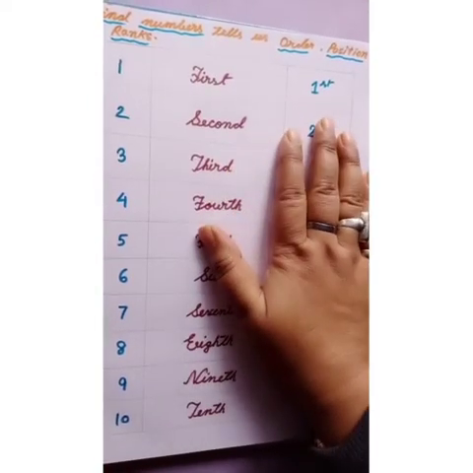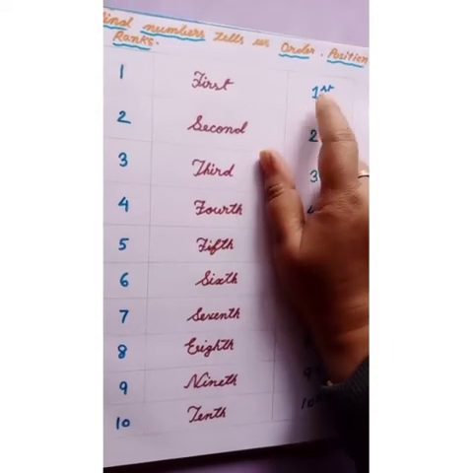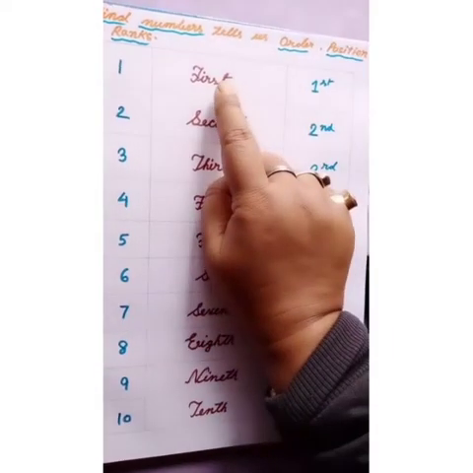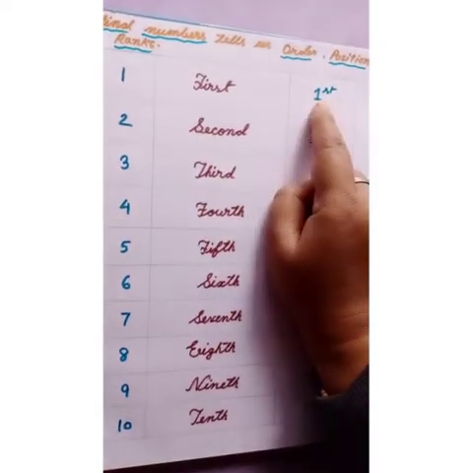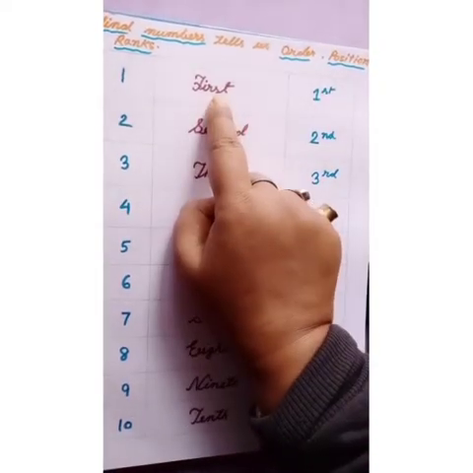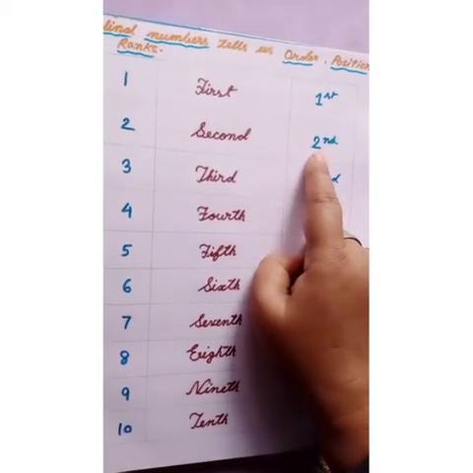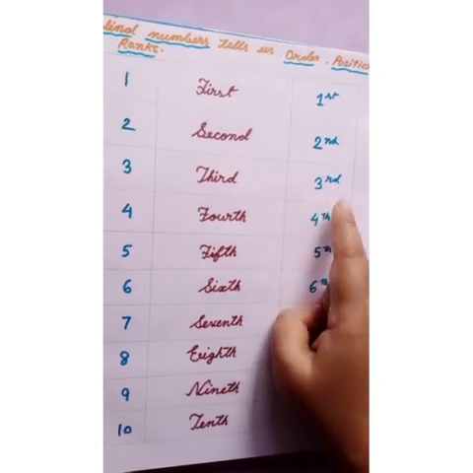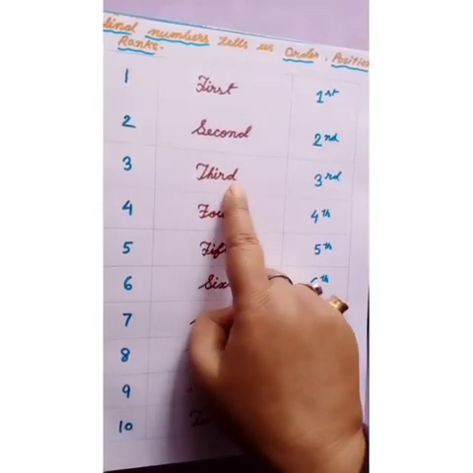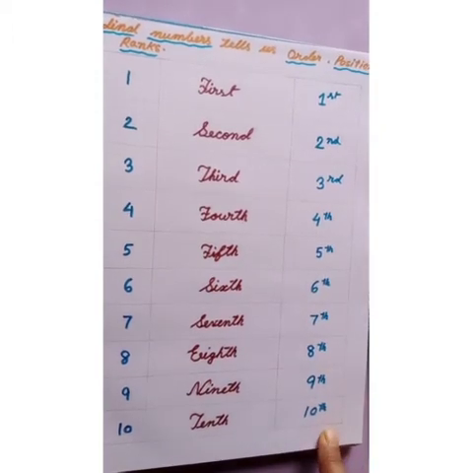Kids, remember one thing, when you write the ordinal number, you have to write the number and the last two letters of the spelling. Look, here I have written 1 and the last two letters st I have added here. Here also 2 and the last two letters nd. Here also 3, last two letters rd. Like this you have to write the numbers.